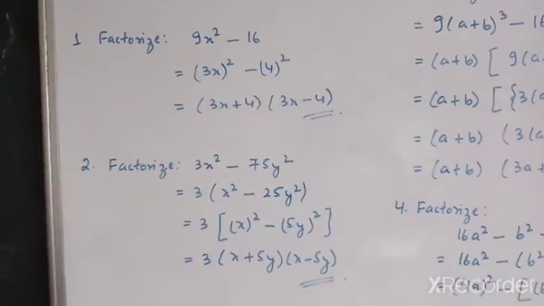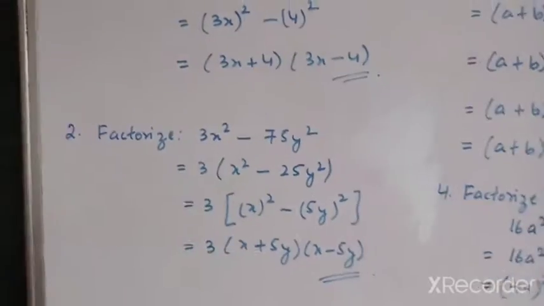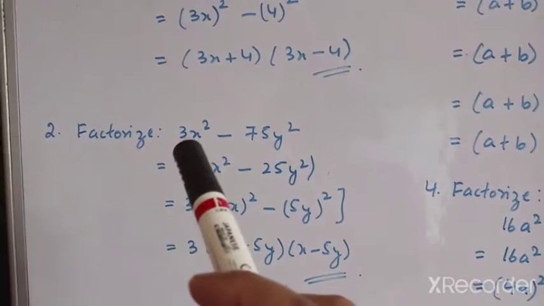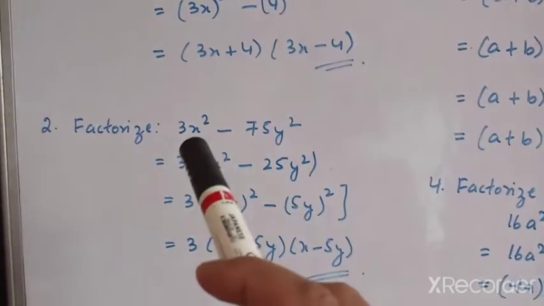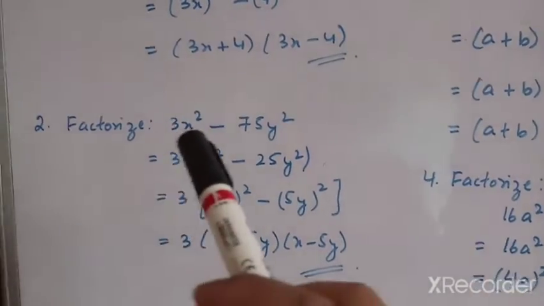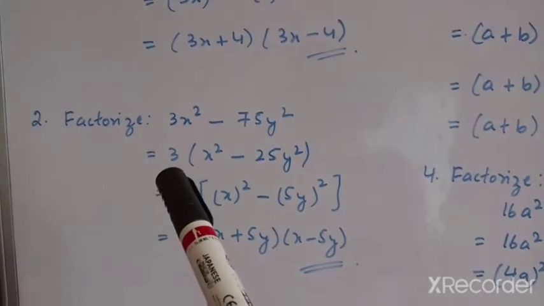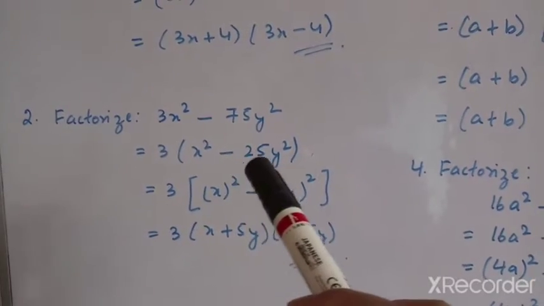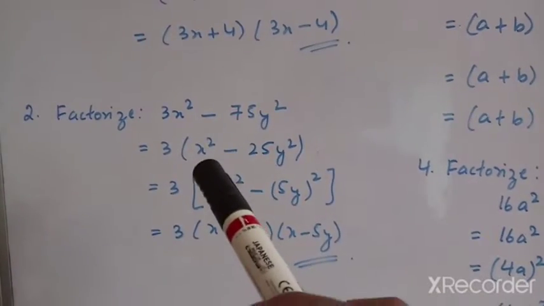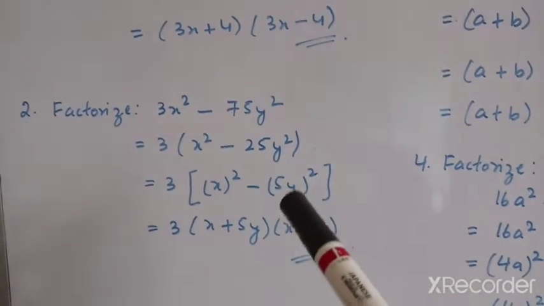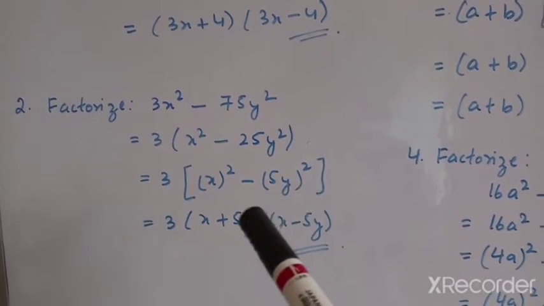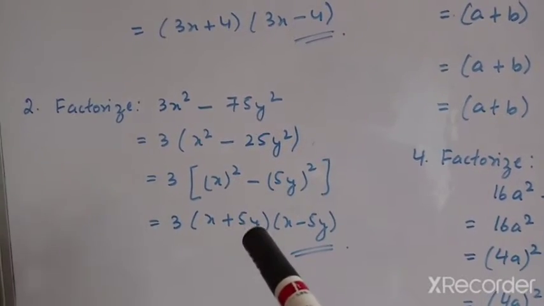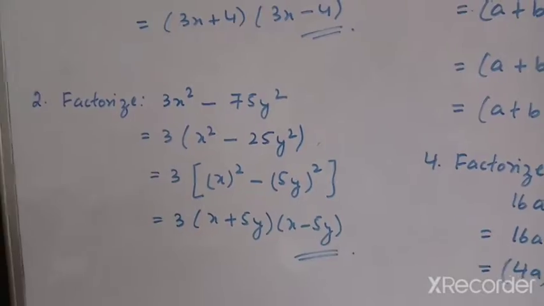Now let's check the next question. Number 2, factorize 3x square minus 75y square. If you look at these two terms, x square is a perfect square, but 3 is not a perfect square. That means here we find 3 is common. If you take 3 common, you get x square minus 25y square. Now x square means square of x, and 25y square means square of 5y. So again this is according to the formula a square minus b square, so this will be a plus b into a minus b.